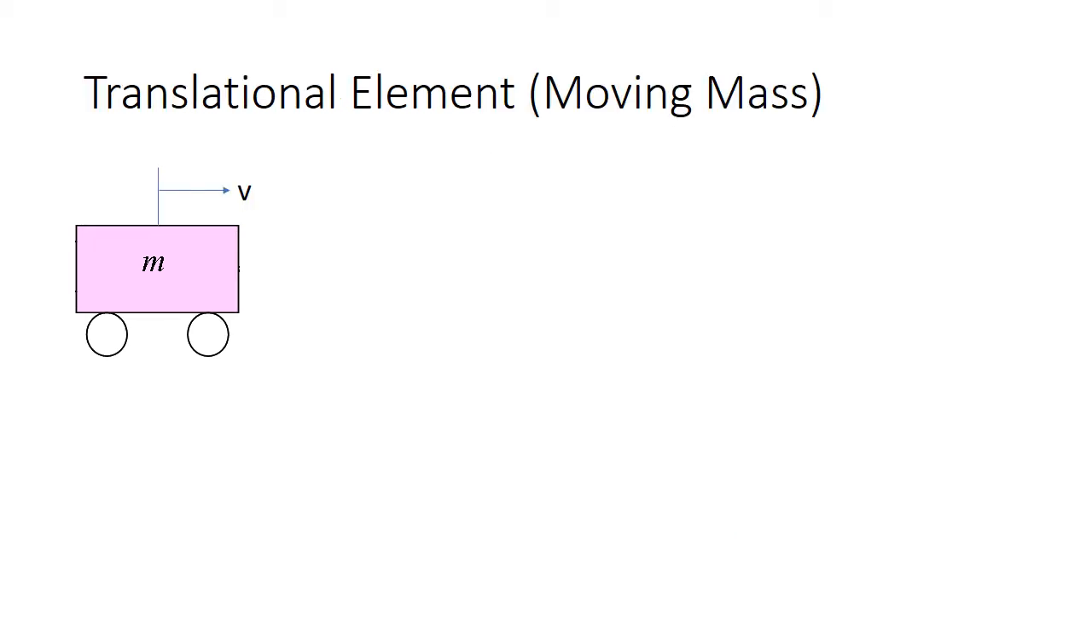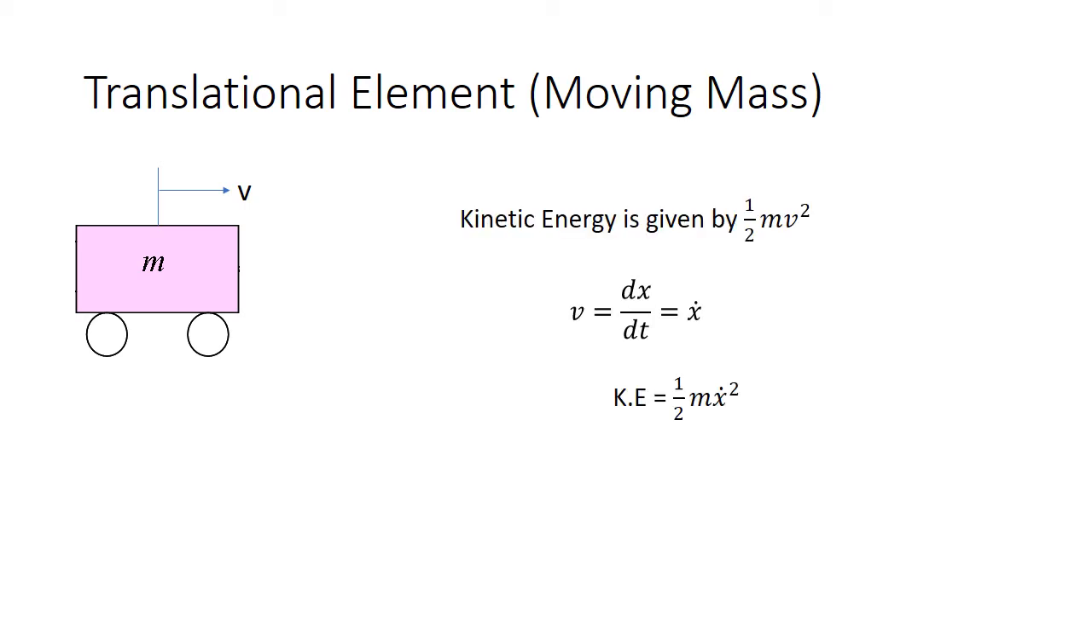Let's go to number 1. In this case it is a mass moving with a linear velocity v. The kinetic energy in this case is half times m times x dot squared.